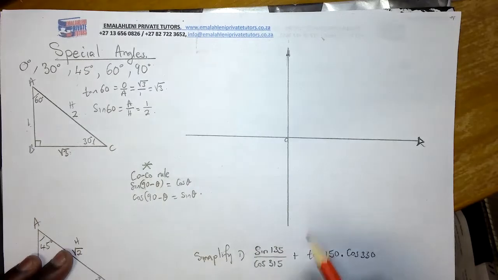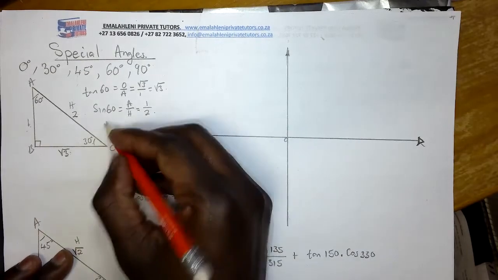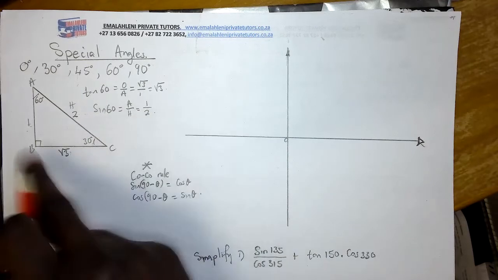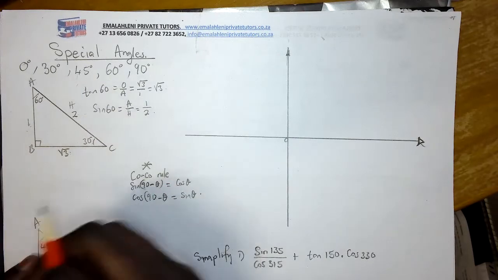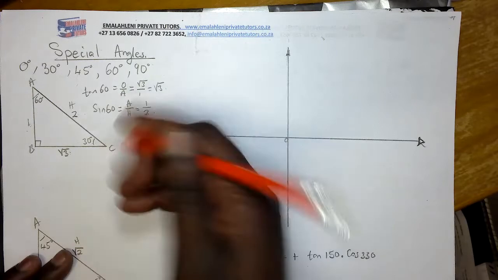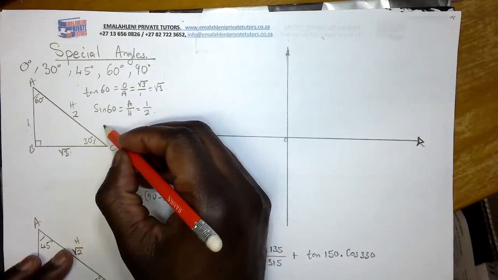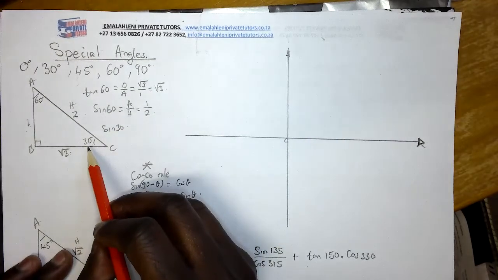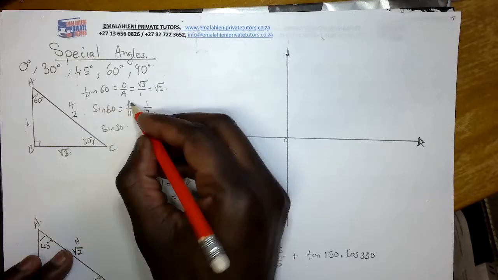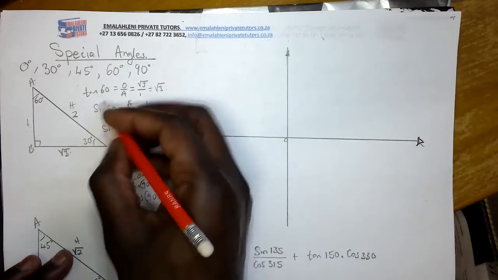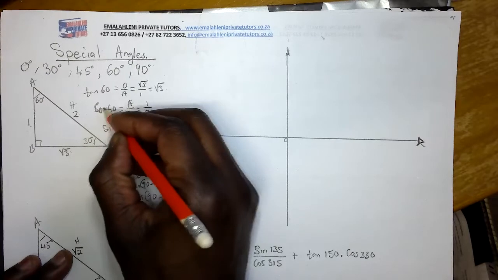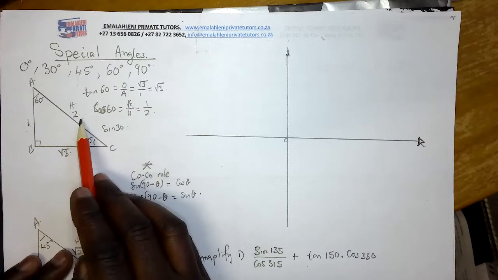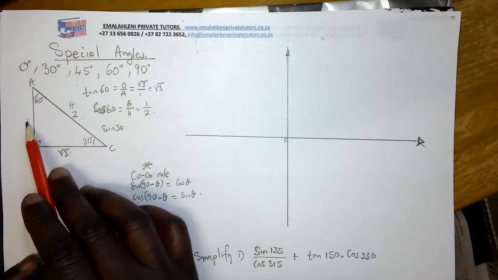Without wasting much of your time, let me check with this other angle so that you can understand that the adjacent and opposite sides are not fixed. They do change according to the angle that you're dealing with. Now, here, if we say sine 30, sorry, I was supposed to say cos. Cos is the one that is adjacent over hypotenuse. Sorry about that.